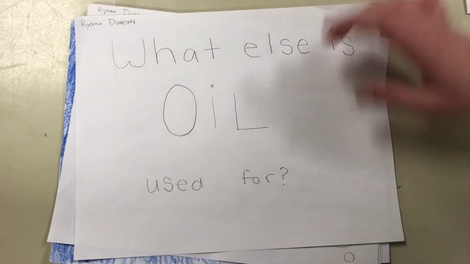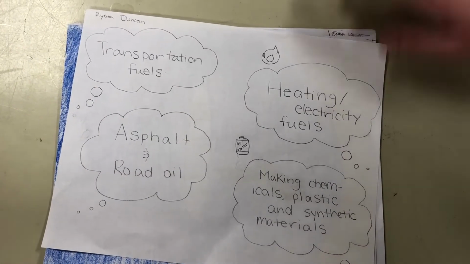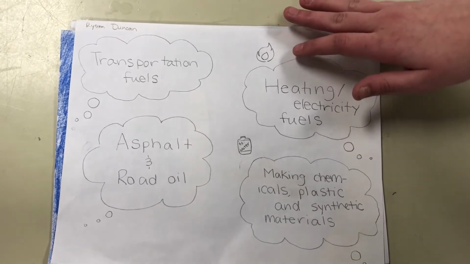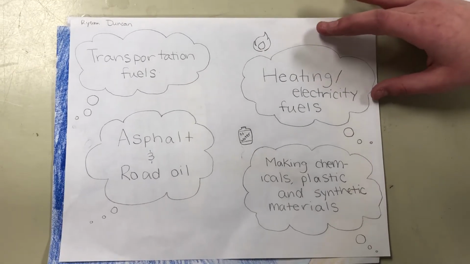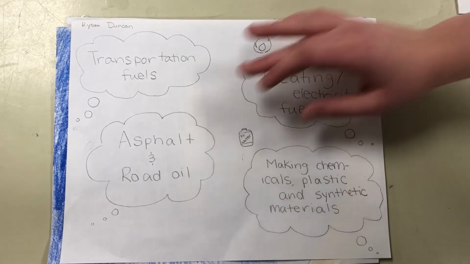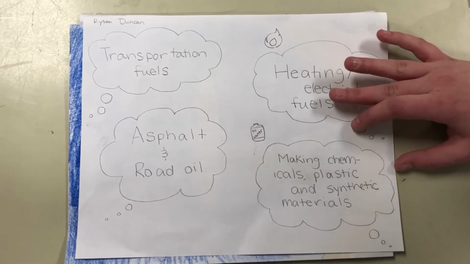What else is oil used for? Aside from generating electricity, oil can also be used for transportation fuels, heating and electricity fuels, asphalt and road oil, or making chemicals, plastic, and synthetic materials such as water bottles.